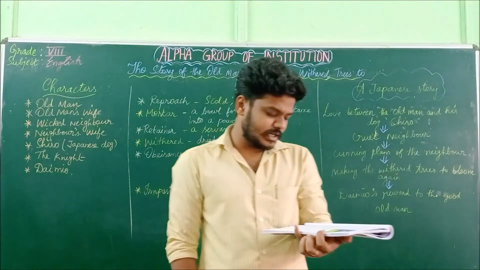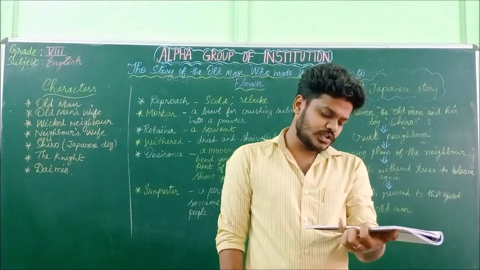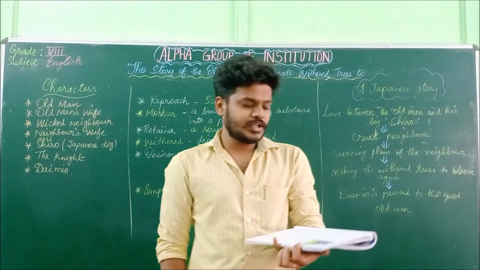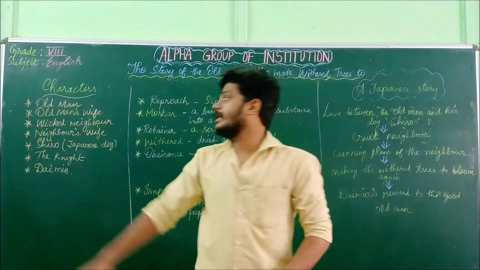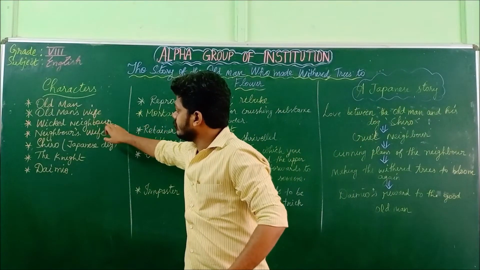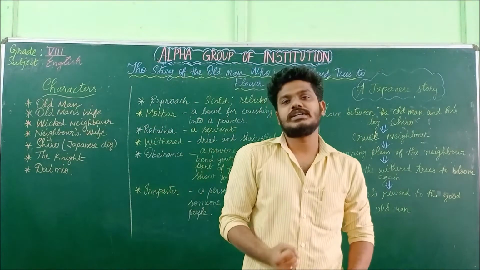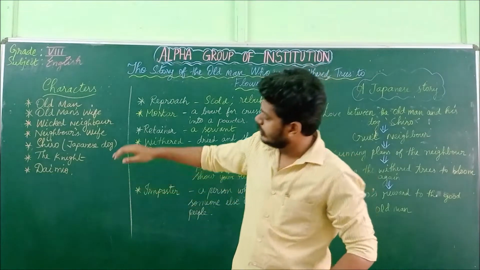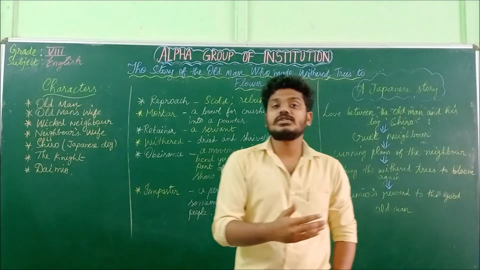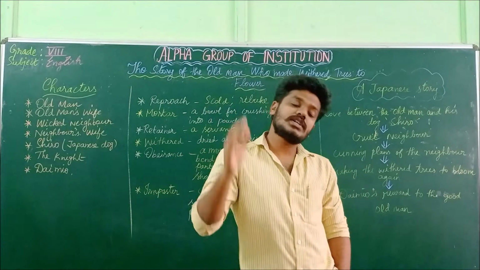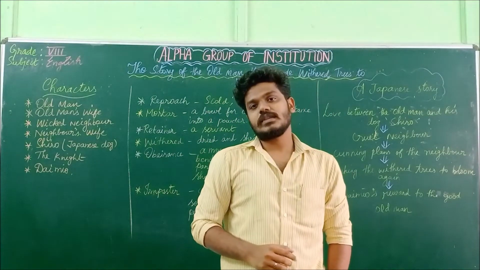His wife put some rice and he began to pound it with the intention of making a festival to the memory of his dog Shiro. Yes. So now this old man, after getting permission from the wicked neighbor to own the tree in remembrance of Shiro, went to the tree under which Shiro was buried and cut the tree.